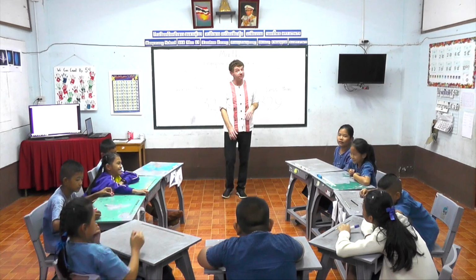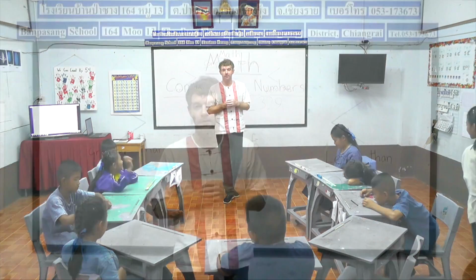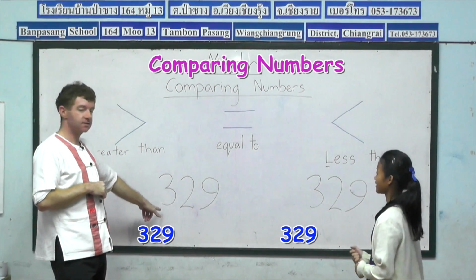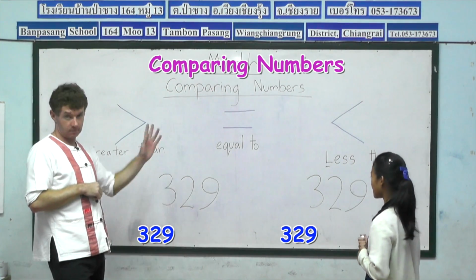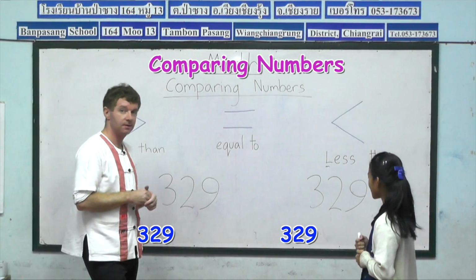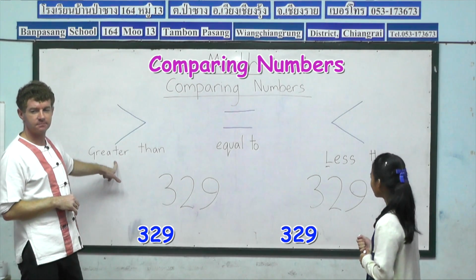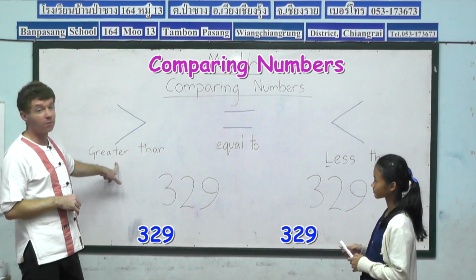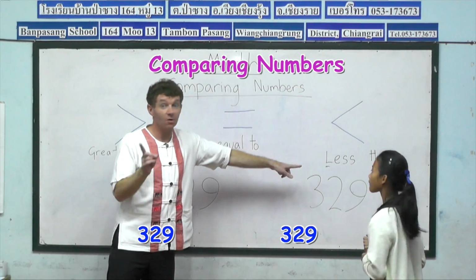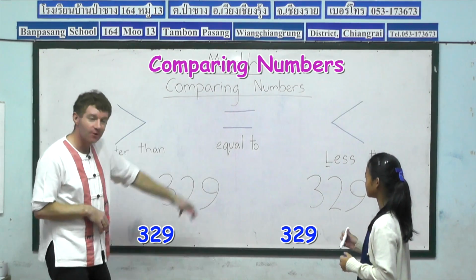Okay, and now it's Dan's turn to come forward and demonstrate her knowledge of comparing numbers. And this time we have to look very closely. What numbers do we have, guys? 329. Okay, 329. And now, what's the next number? 329. Okay, so which number is greater than? No numbers are greater than. Which numbers are less than? No numbers are less than because they are equal to.